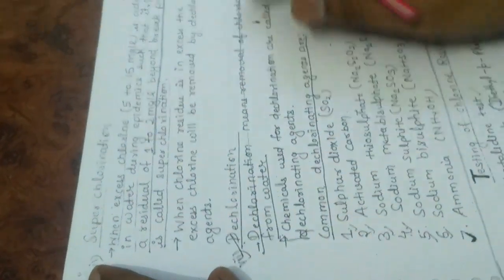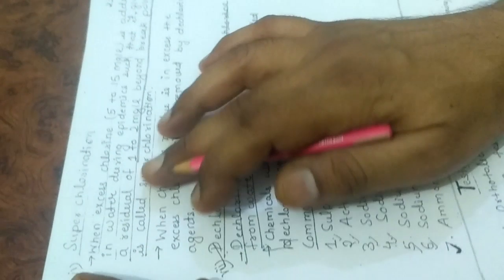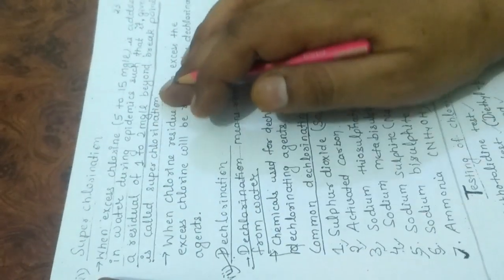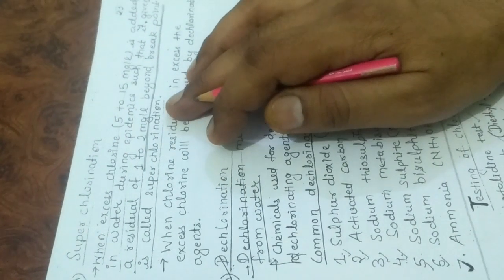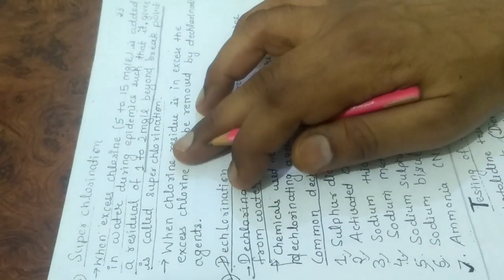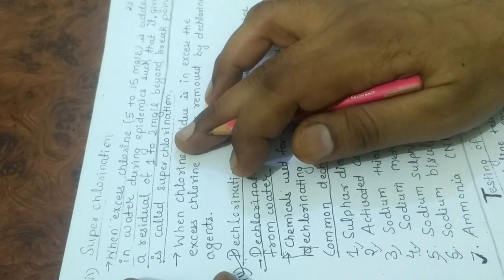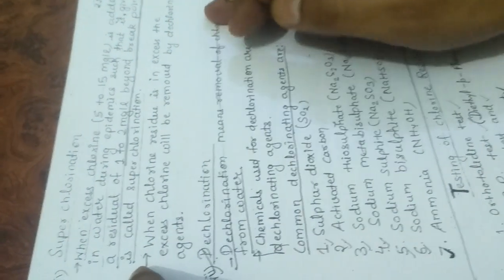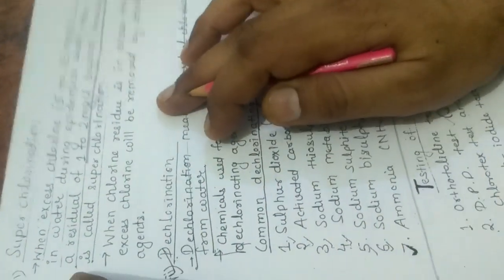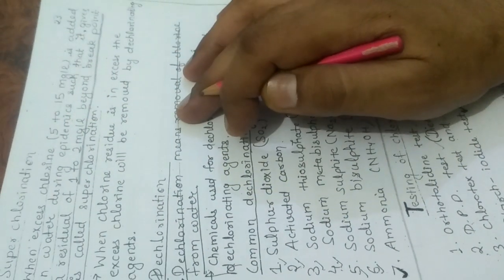After that, sixth is super chlorination. In the case of epidemics, excess chlorine, meaning 5 to 15 milligram per liter, is added to water during epidemics such that it gives a high residual chlorine of 1 to 2 milligram per liter beyond breakpoint. This is called superchlorination. When chlorine residue is in excess, the excess chlorine is removed by a dechlorinating agent.